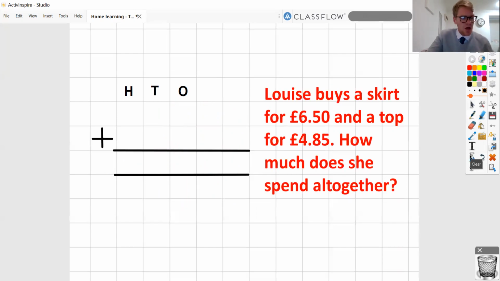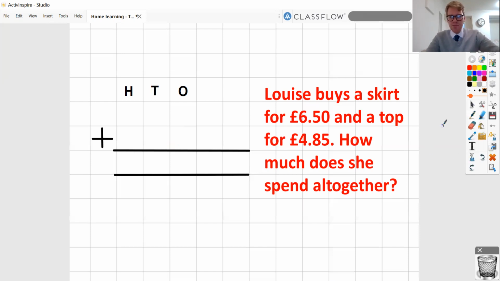Okay, what we're going to be looking at today then is exactly this. We're going to be doing some written column addition with money. But just as a little added challenge for you today, I'm doing them as word problems. So that means we've got to read a little sentence or two and make sense of the question and work out what it is we need to actually do to solve the question.